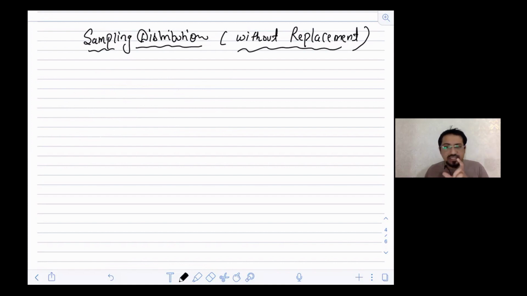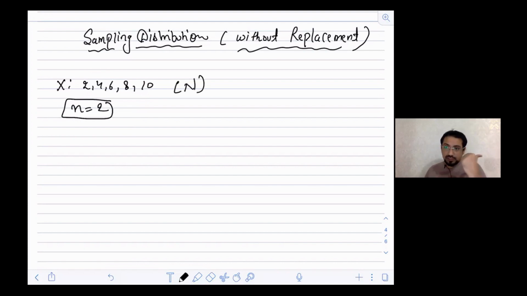So I'm taking the same sample that I took in my previous video, X, which is my population: 2, 4, 6, 8, 10. I will do it without replacement when the sample size is 2, and when the sample size is 3 or more than 3. Here, let's say my small n is 2. What is n? This is my big N. In my first video, I have already discussed everything here.